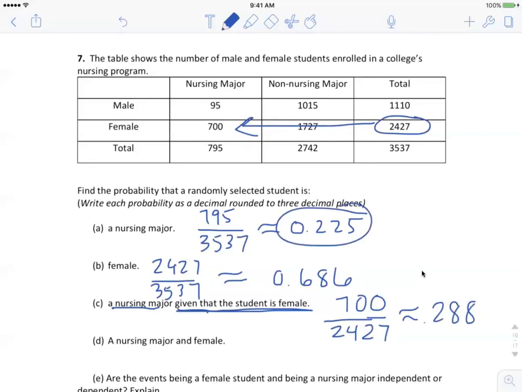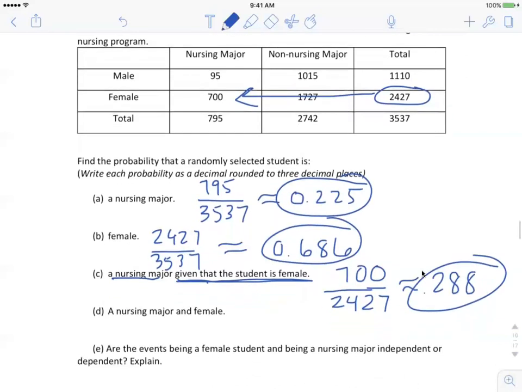All right, let's circle my answers. Okay, good so far. Now here's a new type, nursing major and female. I know we've already said that and translates to multiplication. True, except for when you have a table like this, there's a quicker way. So I would suggest not doing the multiplication formula. Just find the numbers is the strategy. Just find the numbers.